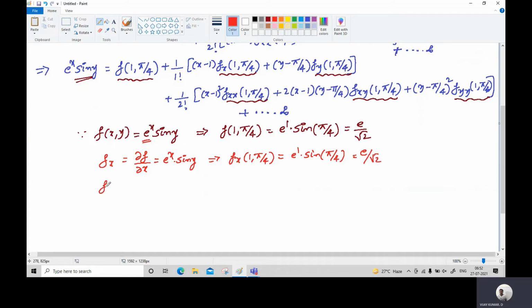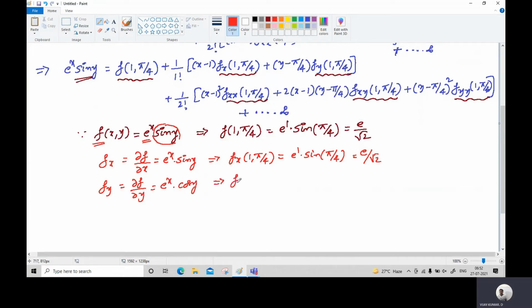Now f_y means dou f by dou y. It means the partial differentiation of f with respect to y. In this case, it is enough to find the differentiation of sin y. Differentiation of sin y with respect to y is cos y, because e power x is a constant term. So e power x into cos y.